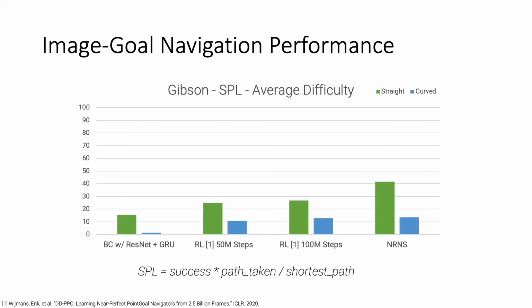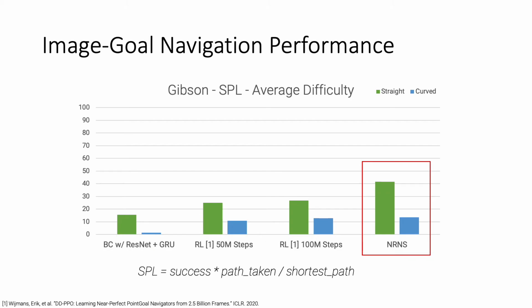Here we show the results of NRNS on the image goal navigation task on the Gibson dataset. We compare NRNS against popular distributed RL methods, which are directly trained in the Habitat simulator for image goal navigation. Here we show the results for training RL methods with 5 to 10x more steps than NRNS and with 5x more episodes per environment. We show the results of a behavioral cloning baseline trained on the same passive video trajectories as NRNS, but with access to the actions taken. Using SPL, we show NRNS outperforms these baselines.